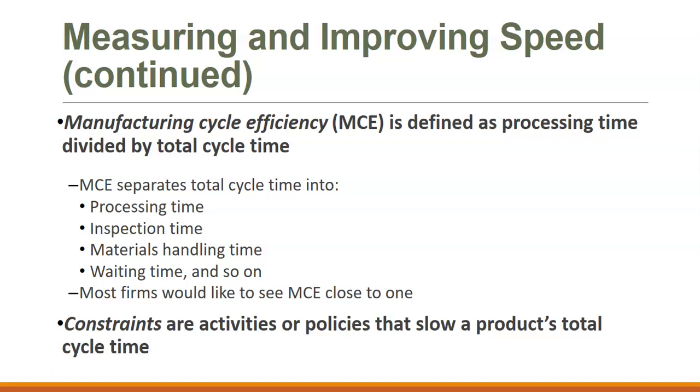Another way to look at that manufacturing cycle efficiency is that the processing time is anything that's considered value added. And the total cycle time also includes non-value added activities. So these activities that slow a product's total cycle time are called constraints.